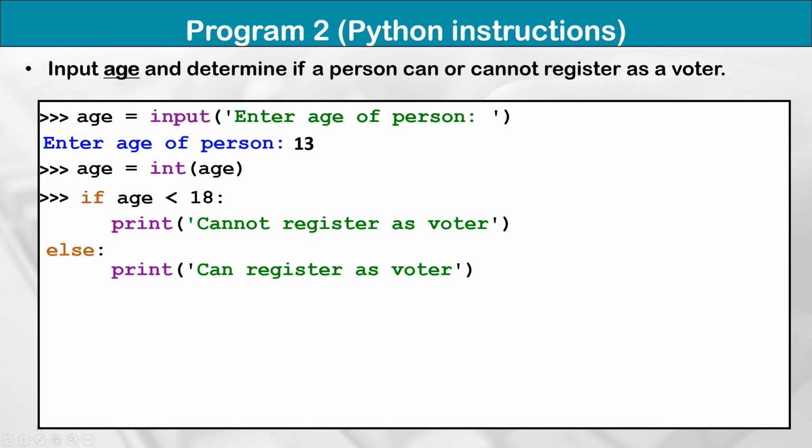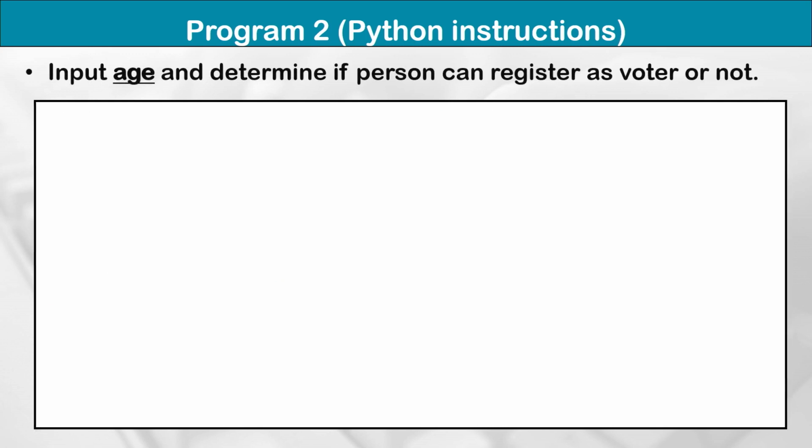Since value 13 was entered for the age of the person, the program correctly displayed the message cannot register as voter. Let us see what happens if age entered is 45.